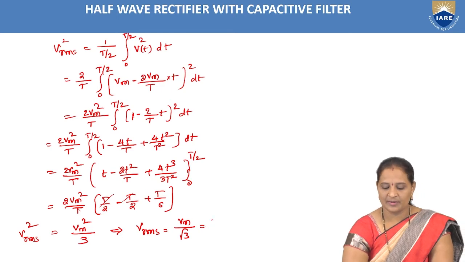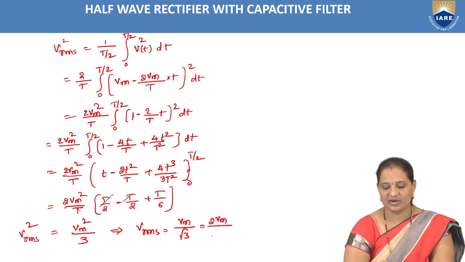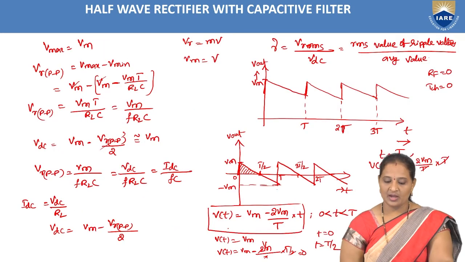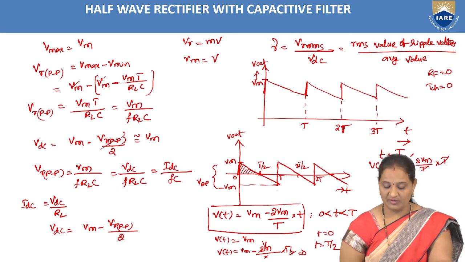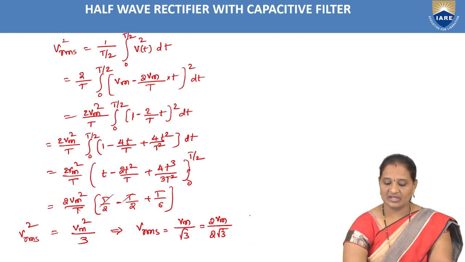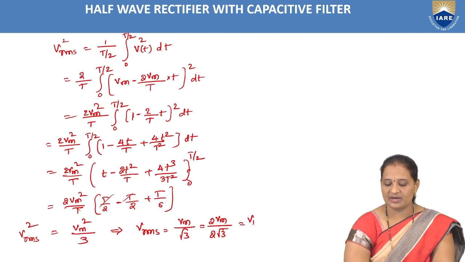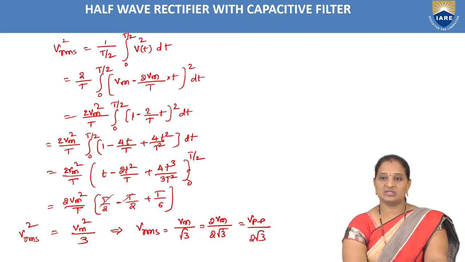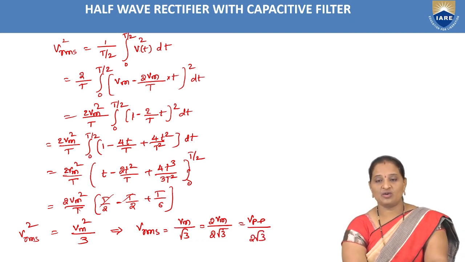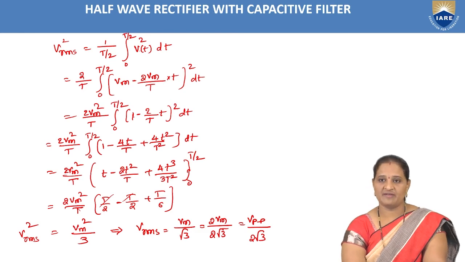If I multiply and divide this one by 2, 2 Vm by 2 root 3. Here Vm plus Vm, this is nothing but V peak to peak. So Vm minus of minus Vm, that is equal to 2 Vm. So we can represent it as V peak to peak divided by 2 root 3. So this is the RMS value of the sawtooth waveform which we have considered.